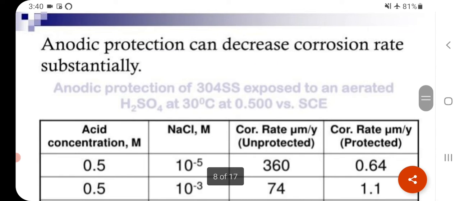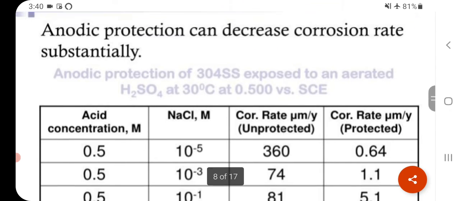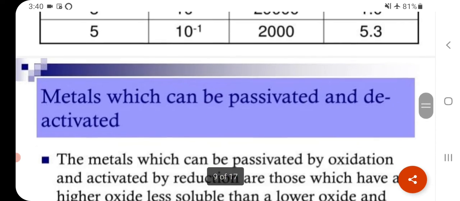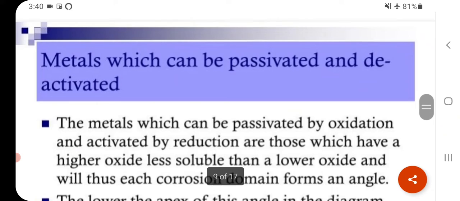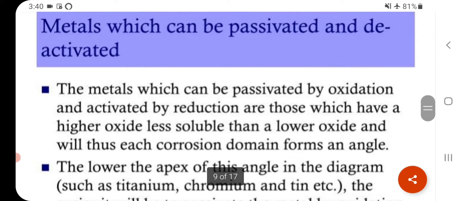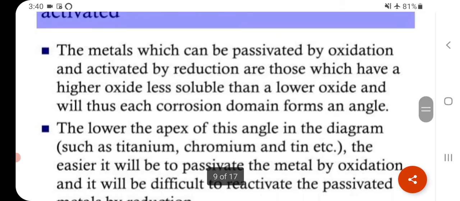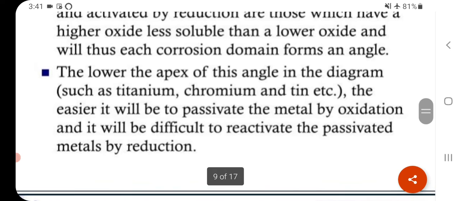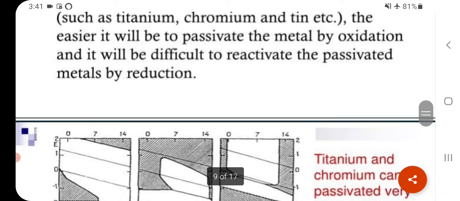Anodic protection can decrease corrosion rate substantially. This table shows acid concentration, NaCl, and corrosion rate, protected and unprotected. Metals which can be passivated and deactivated: the metals which can be passivated by oxidation and activated by reduction are those which have a higher oxide less soluble than a lower oxide, and thus each corrosion domain forms an angle. The lower the apex of this angle in the diagram, the easier it will be to passivate the metal by oxidation, and it will be difficult to reactivate the passivated metal by reduction.